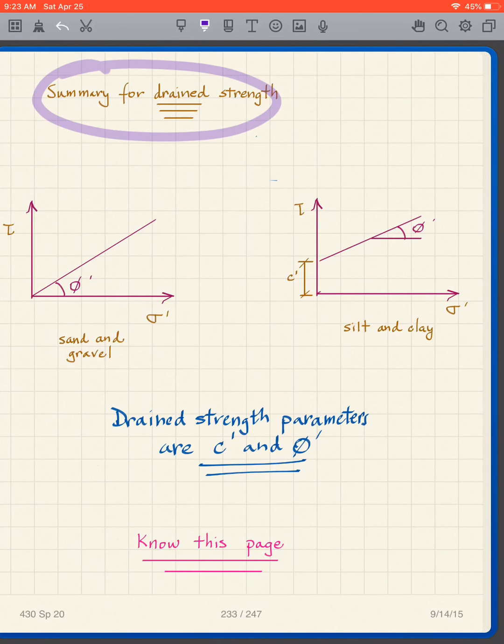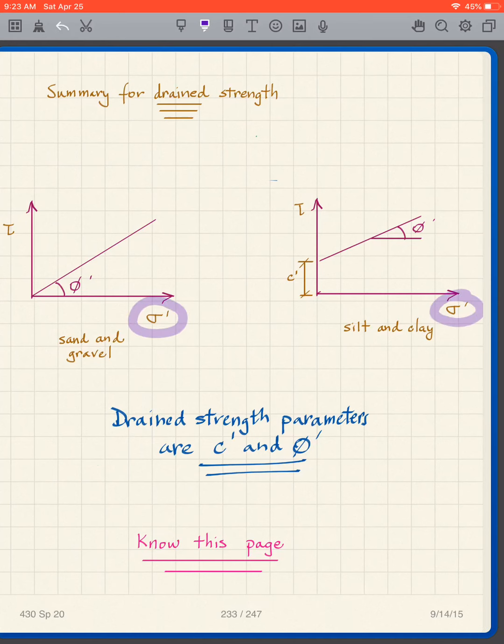So again, summary for drained strength. What do I have? I have sigma prime on my x-axis. I have tau on my y-axis. And for sand and gravel, it goes through the origin. For silt and clay, it does not go through the origin. We have a c prime. The friction angle is phi prime.